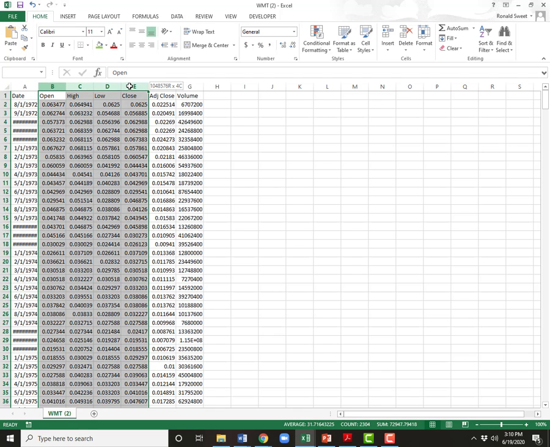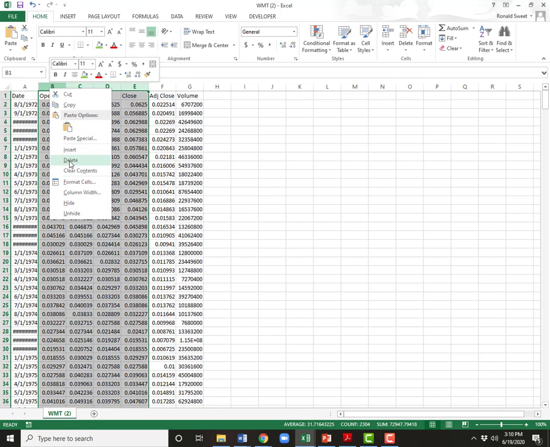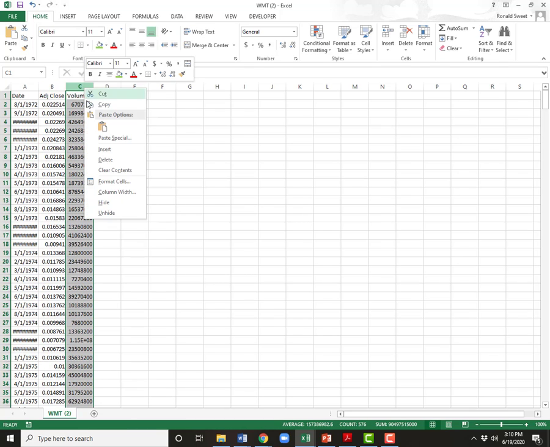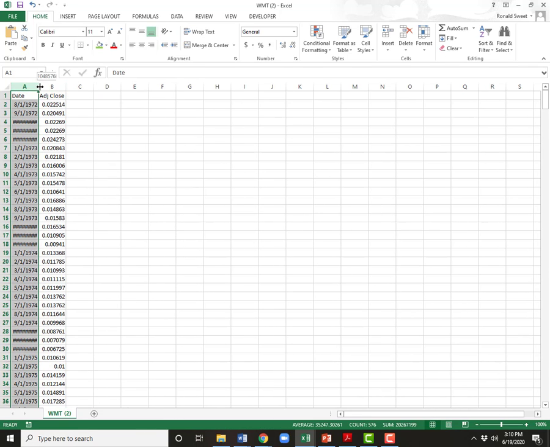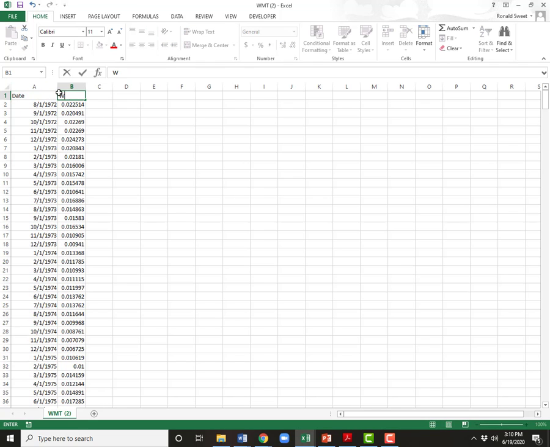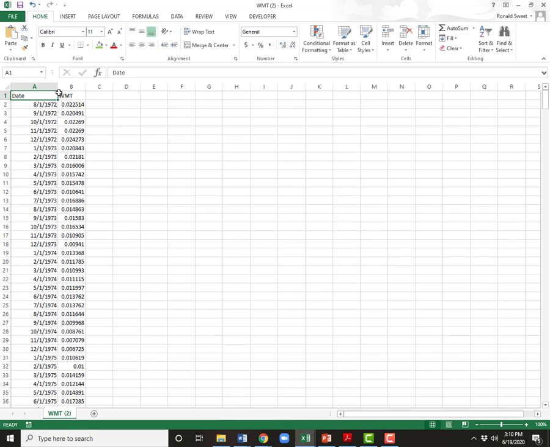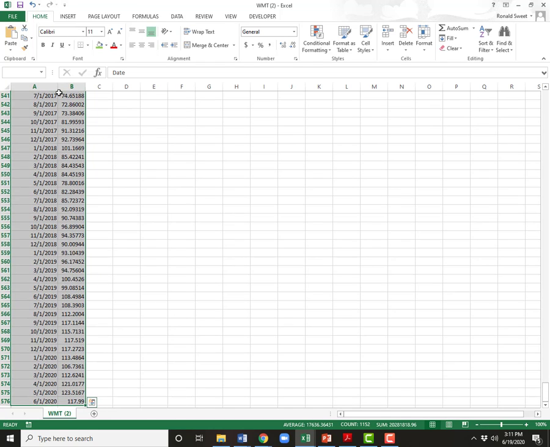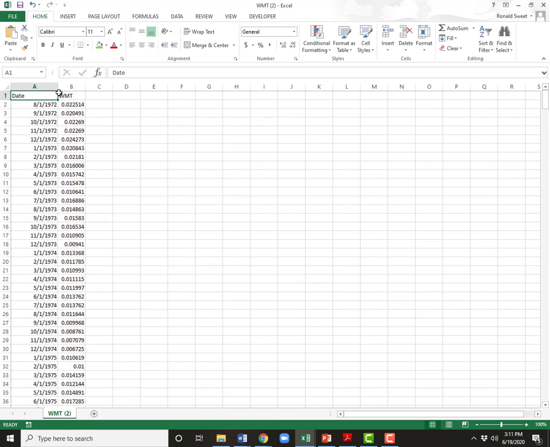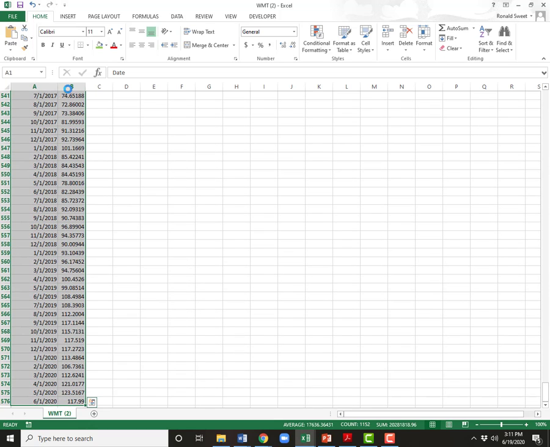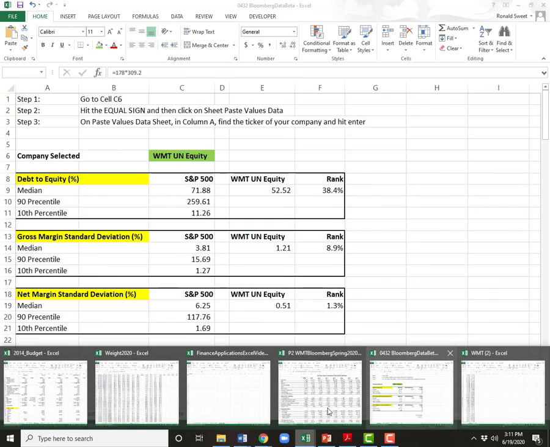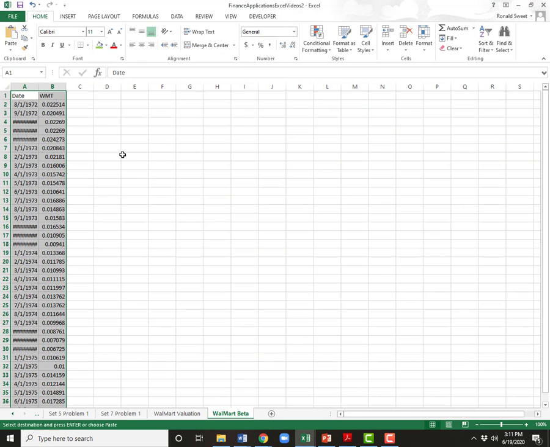All we need is the adjusted close because we don't want dividends and stock splits and those kind of things to affect us. So we'll delete everything but the adjusted close. Hopefully this looks familiar. So this is Walmart. So I'm going to bring this over. Remember how we did that? You do your shift and your control and go all the way down. So shift control right, shift control down, then do control C, the copy, and then I'm going to put it into this other spreadsheet. So there's my data for Walmart.